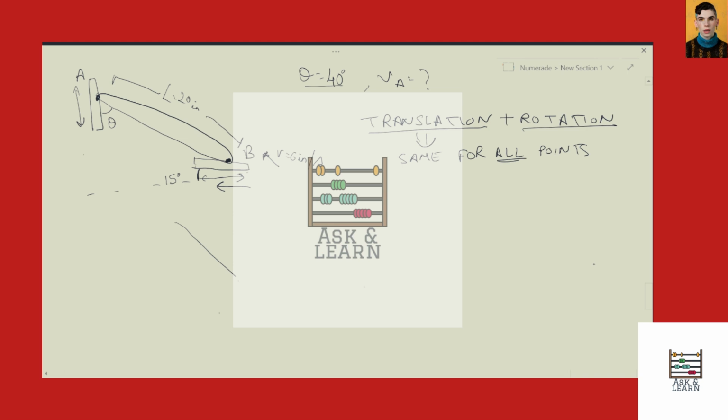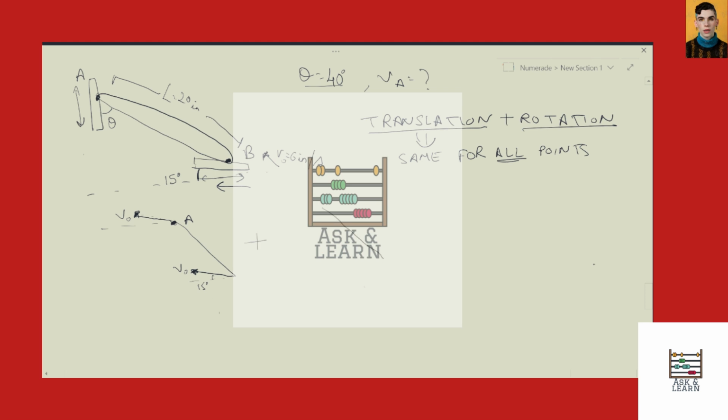Let us draw a diagram for this. This is our rod and it's moving with a velocity of 6 inches per second at an angle of 15 degrees. If this is horizontal, then this is our velocity V at 15 degrees. All the points will have the same velocity, so point A will have this velocity, let's call it V naught. So we have a velocity V naught, plus, this is the translational part.